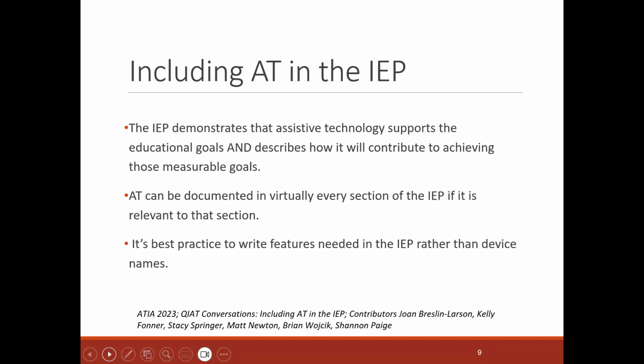You can document it in virtually any and every section of the IEP as long as it is relevant to that section. And it is best practice to write in the features of the tech that's needed rather than specifying a device name. The reason being that if a student moves from one school to a next or from one district to another district, if they don't have access to that specific device they were using previously, as long as you have outlined those necessary features in the IEP, then you can work with the school to identify an equivalent device to meet their needs.